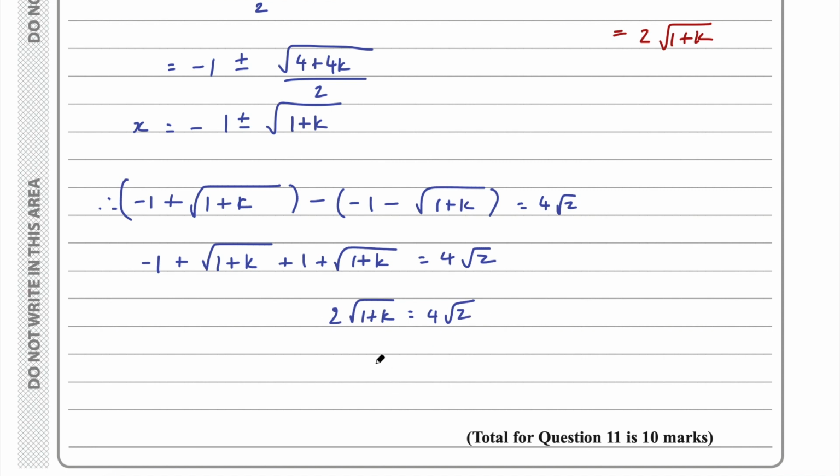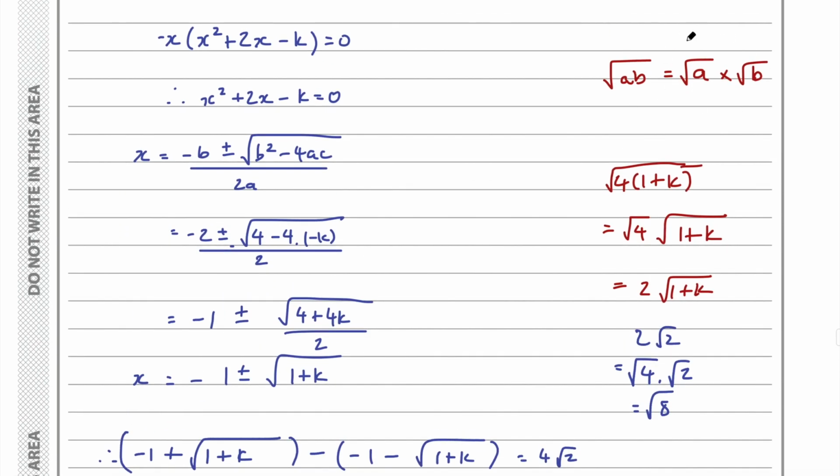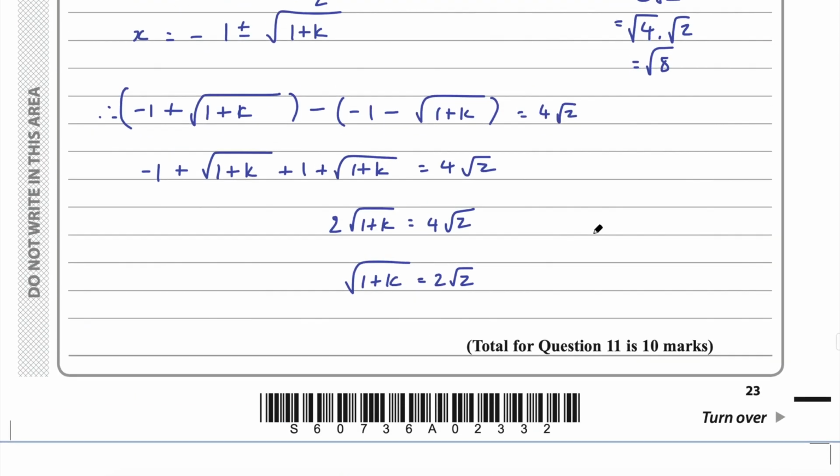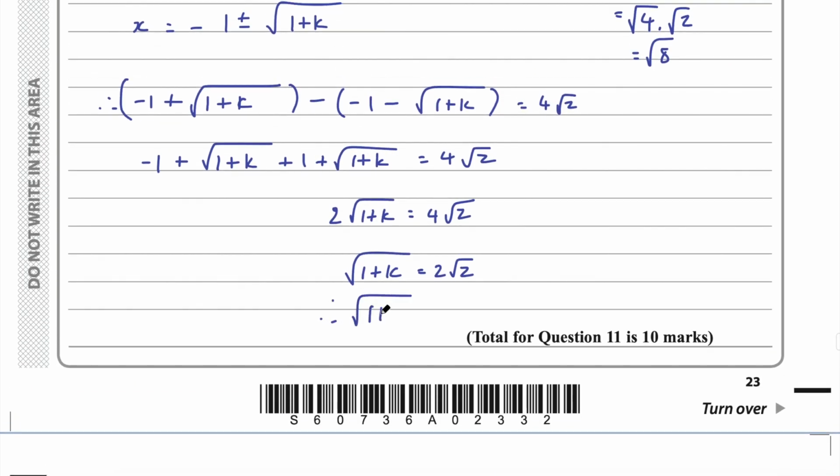And if I divide by 2, I'll be left with the square root of 1 plus k equals 2 root 2. Another way of writing 2 root 2, well, this could also be written as the square root of 4 times the square root of 2, right? Which could also be written as the square root of 8, using this same law up here. So therefore, I know that the square root of 1 plus k equals the square root of 8. So 1 plus k equals 8, therefore k equals 7.